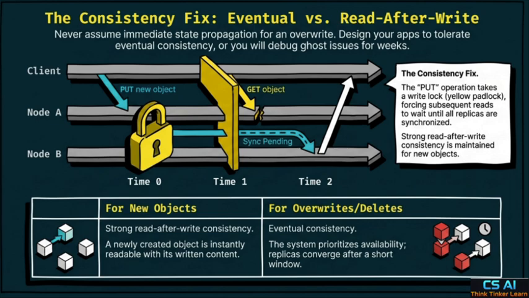We fix this by choosing where to focus our consistency. For new objects, modern systems like AWS S3 now offer strong read-after-write consistency. The put operation takes a write lock and ensures all replicas are synced before acknowledging success. However, for overwrites or deletes, many systems revert to eventual consistency. They prioritize availability, allowing replicas to converge over a short window to ensure the system stays fast under heavy load.